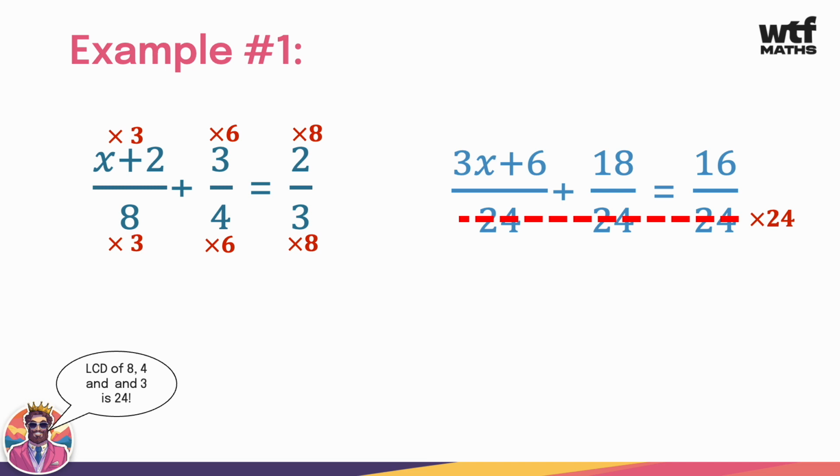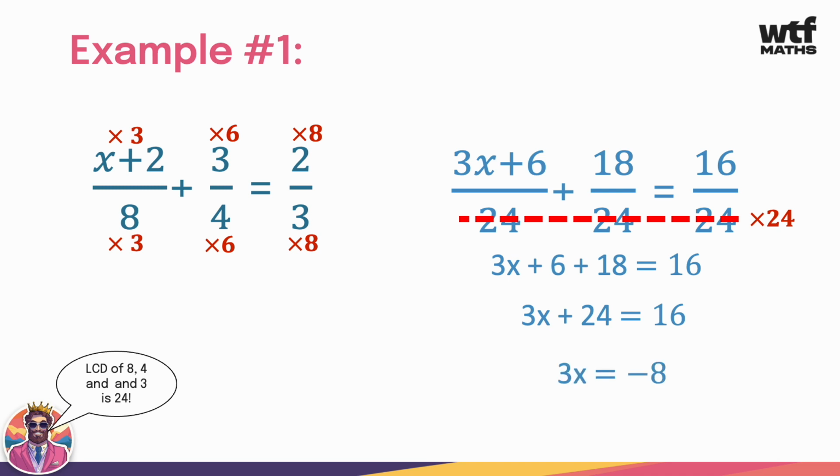That means all we're left with is 3x plus 6 plus 18 equals 16. We can then simplify that to 3x plus 24, because the 6 and the 18 go together, equals 16. We could then take 24 from both sides, and then finally divide by 3. So our answer was x equals negative 8 over 3.